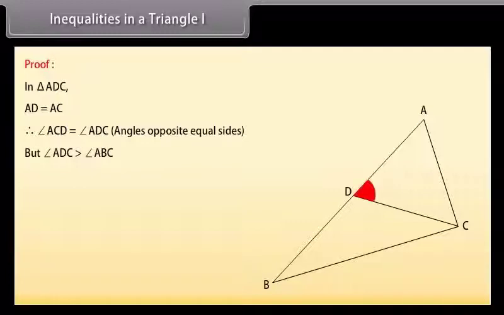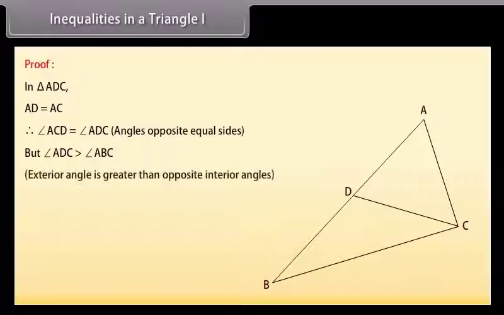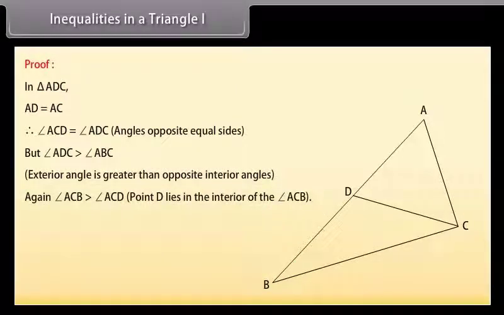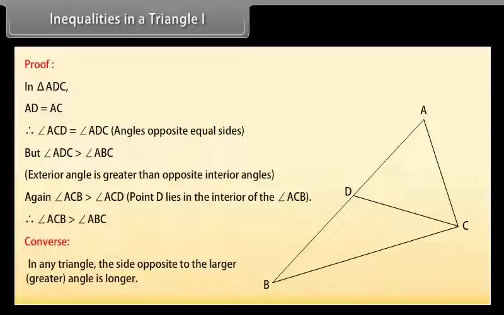But angle ADC is greater than angle ABC because the exterior angle is greater than the opposite interior angles. Again, angle ACB is greater than angle ACD because point D lies in the interior of the angle ACB. Therefore, angle ACB is greater than angle ABC. The converse of this theorem is also true, which states that in any triangle, the side opposite to the greater angle is longer.